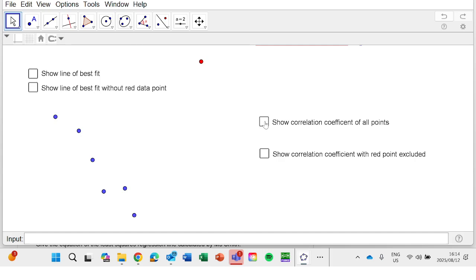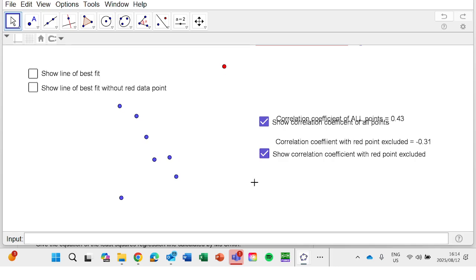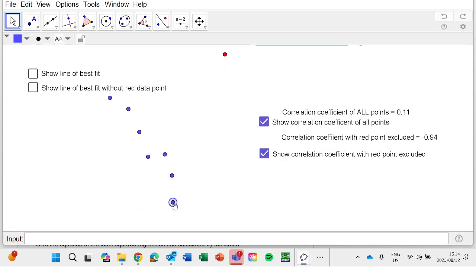If we take the correlation coefficient of all the points, it's going to be weakened by that red point. It's 0.43, not very strong at all. But if we don't include the red point, it's negative 0.31. That's with the red point excluded. It's not as strong as I thought it might be, and I'll tell you why, because there's some other points here. There's another point over here. Now it's much stronger with that point a whole lot closer.